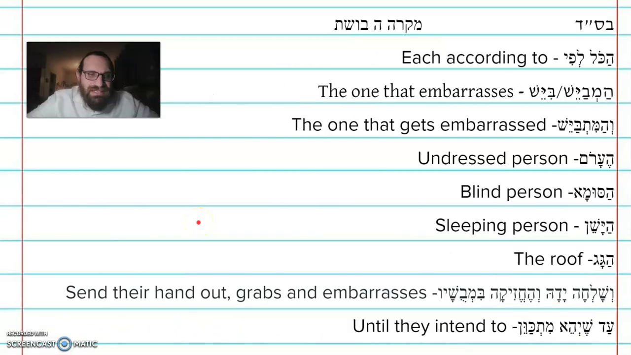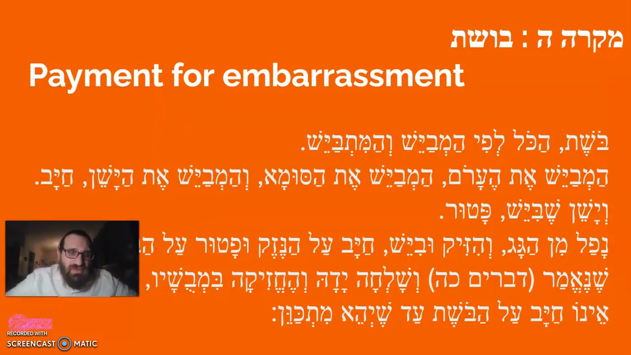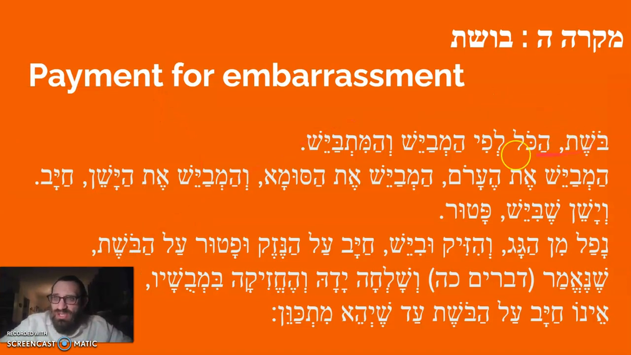The last category is boshet, and this is, again, going to be very complicated, and it's going to really be subjective and based on who it is. Boshet, hakol lefi hamavayesh umitbayesh. Everything is going to be according to the fee, according to hamavayesh, the person embarrassing, and hamitbayesh, the person that's getting embarrassed. It really depends on who they are and what the circumstances are.